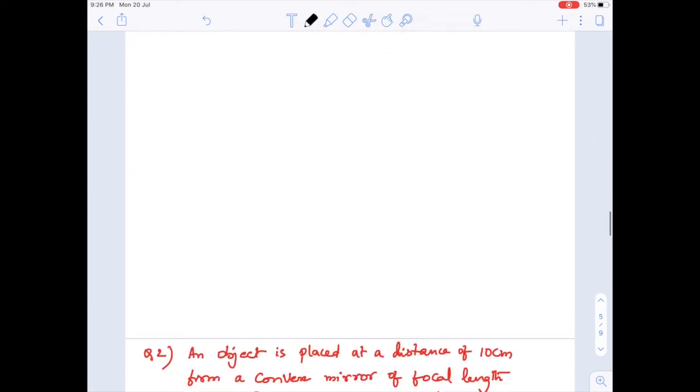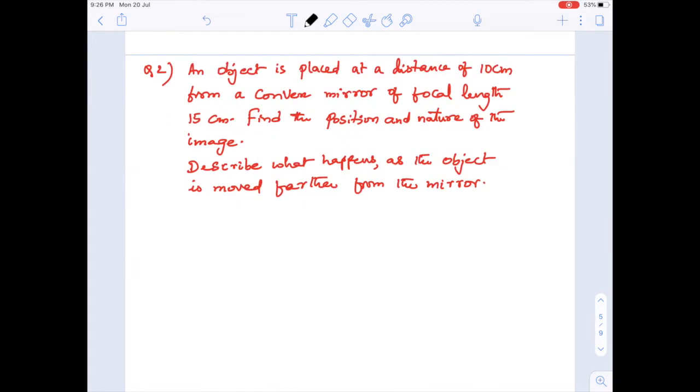Then we will take another example. An object is placed at a distance of 10 centimeters from a convex mirror of focal length 15 centimeters. Find the position and nature of the image. Describe what happens as the object is moved farther from the mirror. So, that part also is included. I will see towards the end.